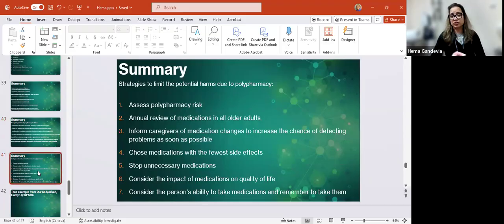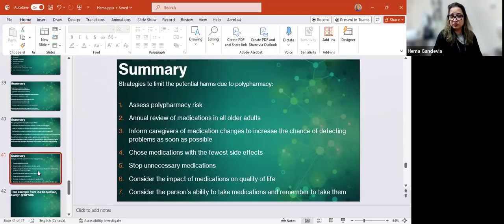Now, these are general strategies that I can recommend to limit the potential harms due to polypharmacy. First, assess: is there a polypharmacy risk? Do an annual review of medication in all older adults and inform caregivers of medication changes to increase the chance of detecting problems as soon as possible.